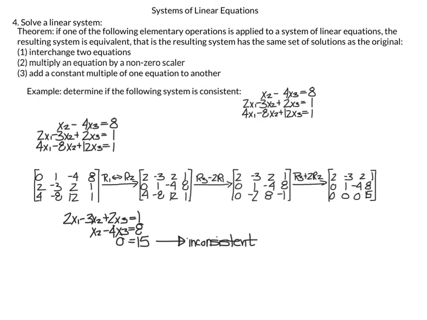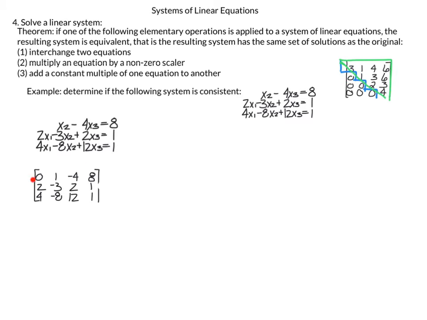Here is an example of a set of equations that is inconsistent. In other words, it has no solution. Let's walk through this one. I start with my augmented matrix, so I have 0, 1, minus 4, 8, 2, minus 3, 2, 1, and 4, minus 8, 12, and 1.